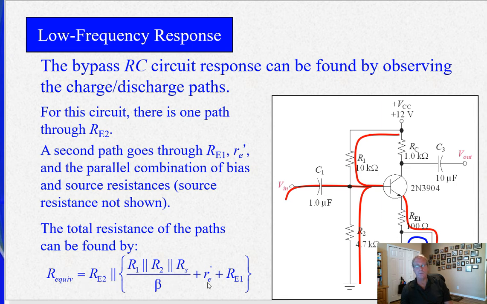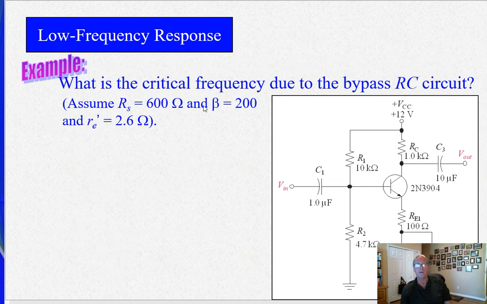So here's the equivalent resistance shown at the input. You want to put this on your formula sheet and use it to do the homeworks and the examples in the text. You might see it again. Critical frequency due to the bypass RC circuit right here.